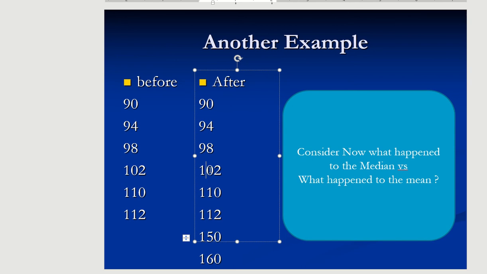What about the median? Well, now I have 8 observations plus 1 is 9, divided by 2 is 4.5. So the median position is 4.5. It's the average of 102 and 110. So the median now is 106. It used to be 100. It became 106. So the median increased by 6 points, whereas the mean increased by 13 points. Again, this is to illustrate that the mean is much more affected by extreme values than the median.